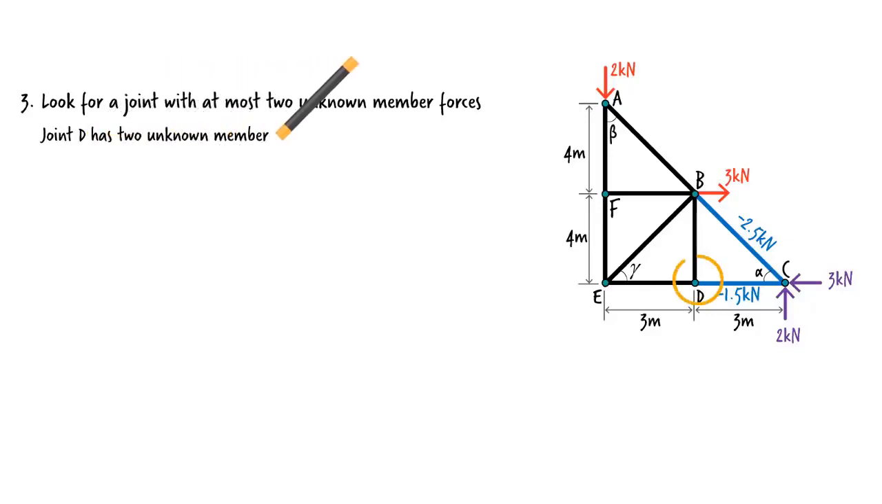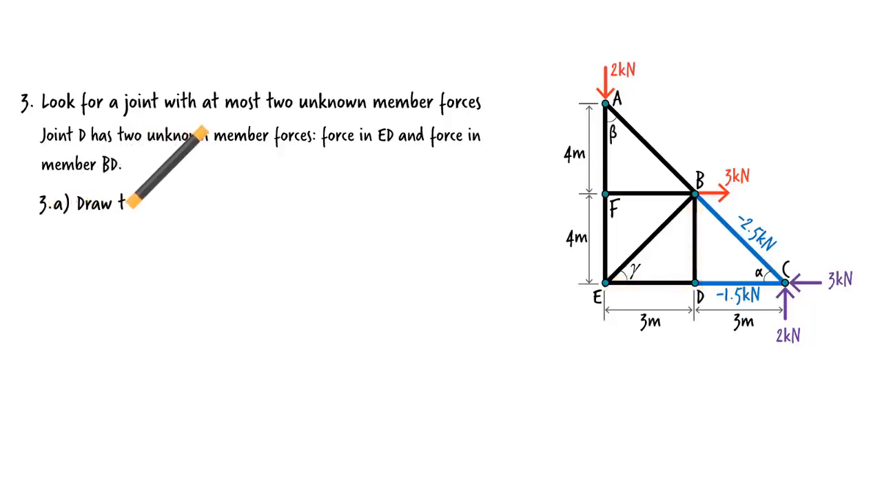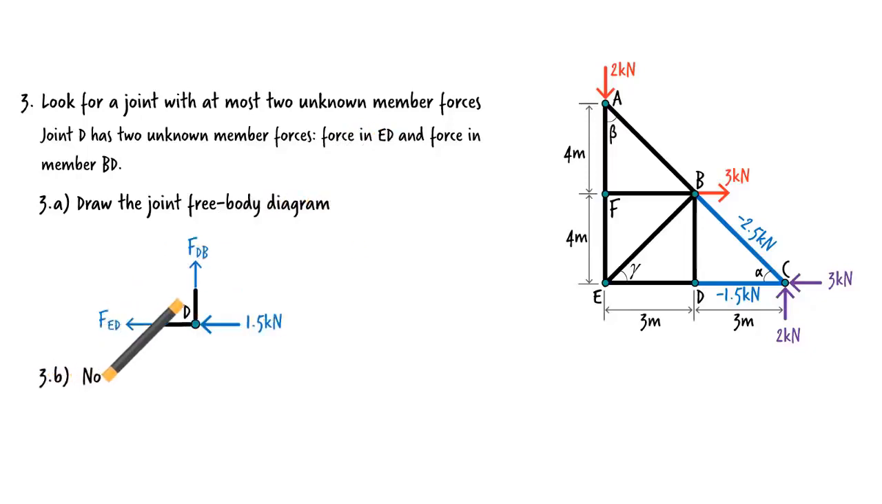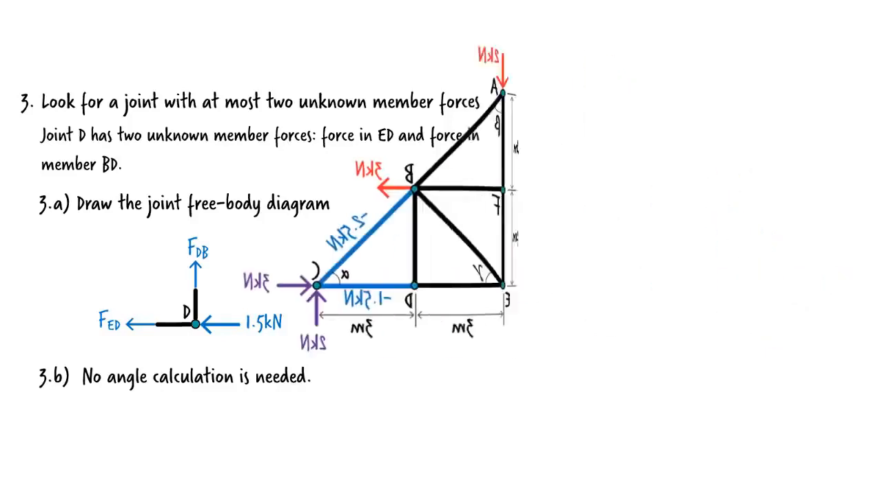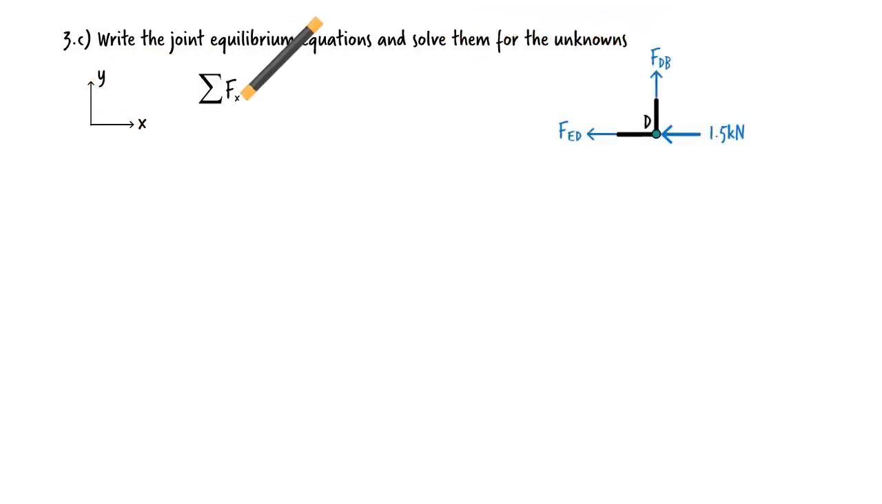At joint D, we have only two unknowns, the force in member ED and the force in member BD. Here is the free body diagram for the joint. We don't need to determine any angles here. Now we can write the joint equilibrium equations. Using these equations, we calculate the two unknowns.